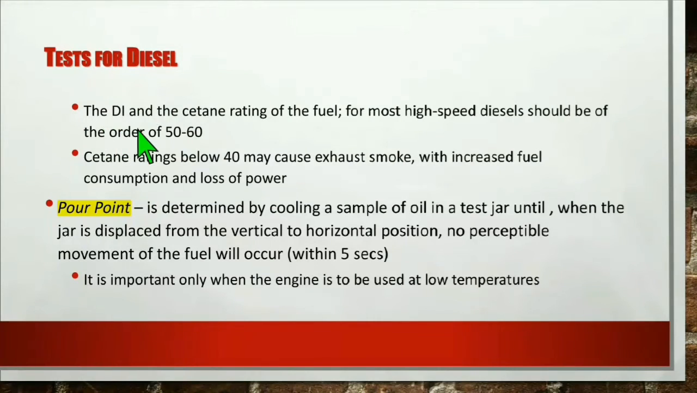The DI and the cetane rating for the fuel for most high-speed diesels should be of the order of 50 to 60. Cetane ratings below 40 may cause exhaust smoke with increased fuel consumption and loss of power. Pour point is determined by cooling a sample of oil in a test jar until, when the jar is displaced from the vertical to horizontal position, no perceptible movement of the fuel will occur within 5 seconds. It is important only when the engine is to be used at low temperatures.